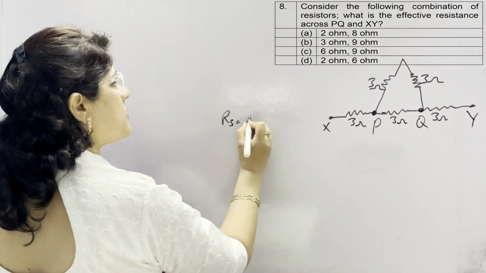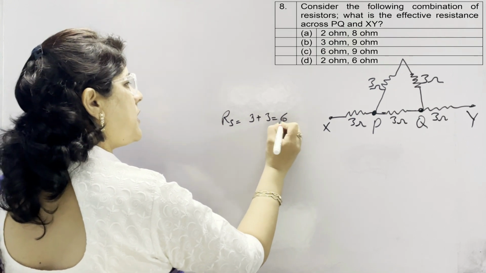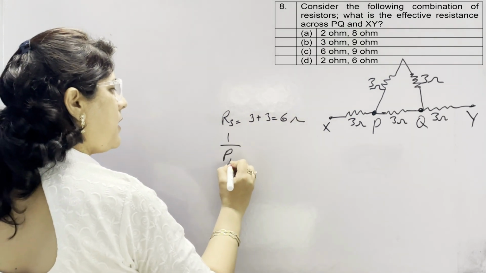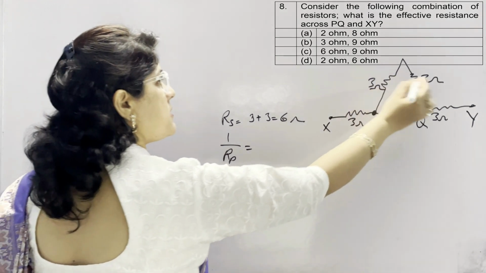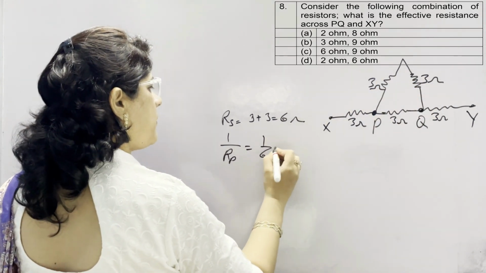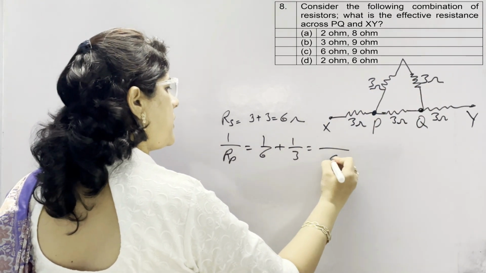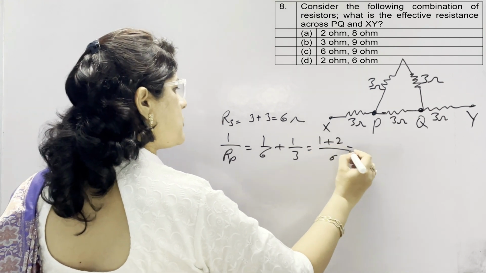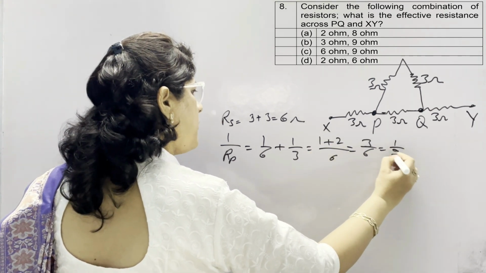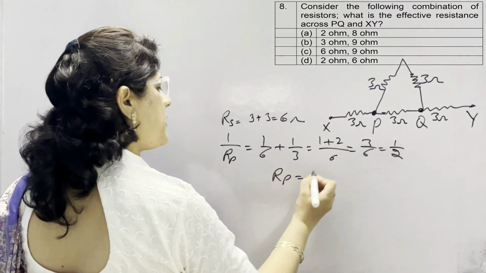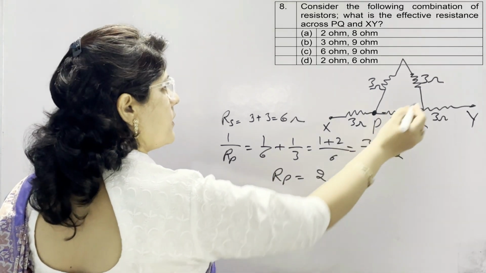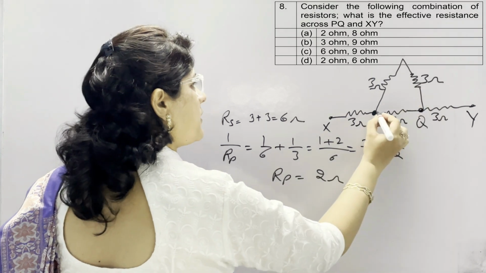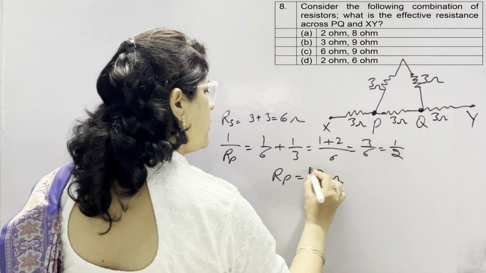So the series combination is 3 plus 3, which means 6 ohm, and the parallel combination of these 6 and 3 is 1 upon 6 plus 1 upon 3. LCM is 6, so 1 plus 2, which means 3 upon 6, that is 1 upon 2. So the parallel combination answer is 2 ohm. Total equivalent resistance at points P and Q is 2 ohm.